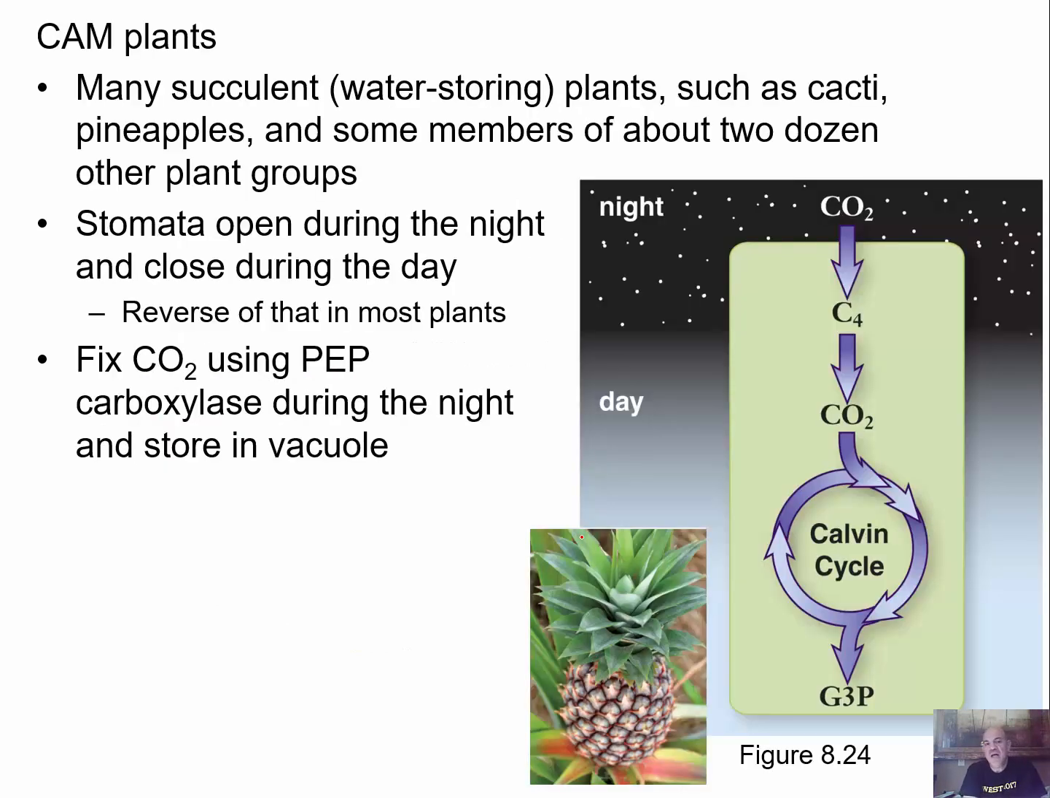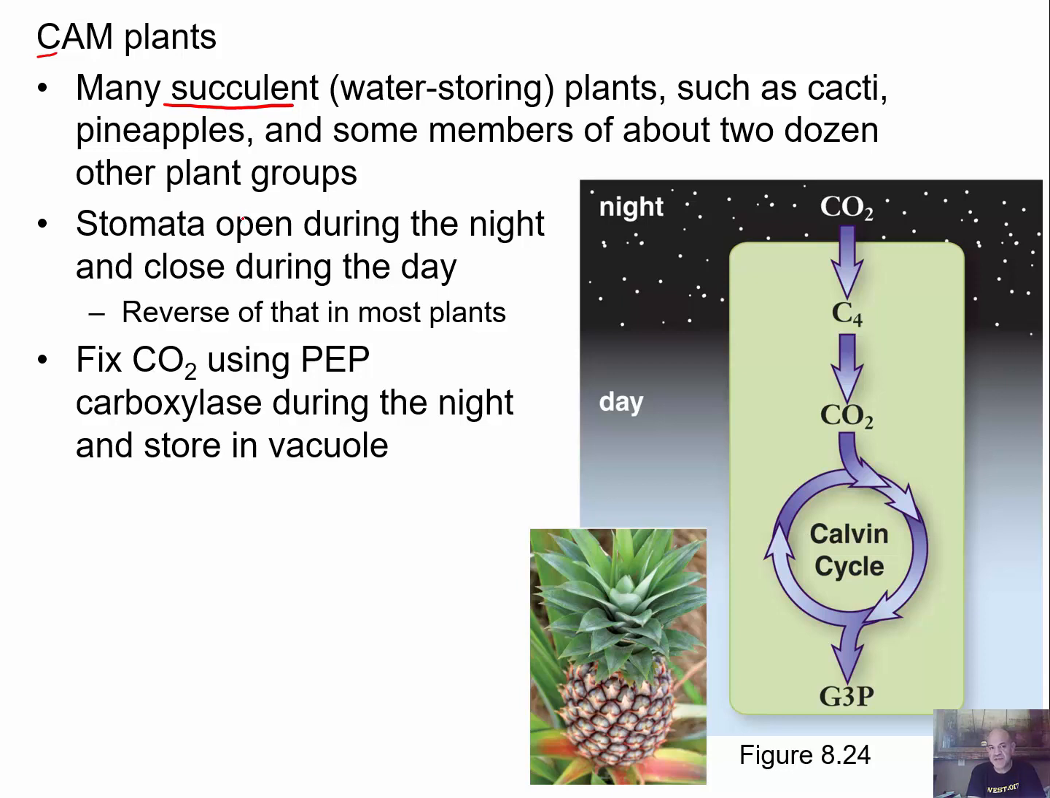As far as CAM plants, CAM metabolism is typical of succulents. Succulents are plants that store a lot of water, like cactus and pineapples and some other groups of plants. And here the CAM stands for another organic acid called crassulacean acid. So this is crassulacean acid metabolism, is what it stands for. And it's very similar to C4. But here, this is temporal.